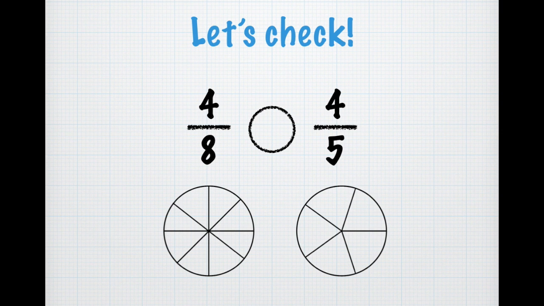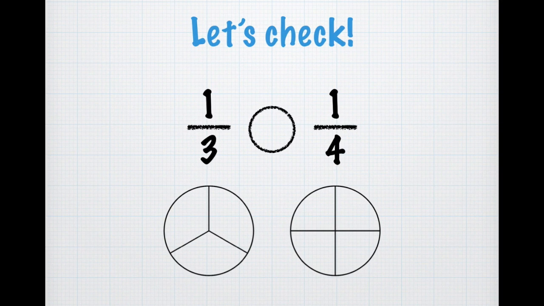4/8 compared to 4/5. I shade 4 out of 8 pieces blue and 4 out of 5 pieces orange. And when I look at my shading, I can see there's more orange, so 4/8 is less than 4/5. 1/3 compared to 1/4. I shade 1 out of 3 pieces blue and 1 out of 4 pieces orange. And when I look at my shading, I can see that there's more blue shaded, so 1/3 is greater than 1/4.